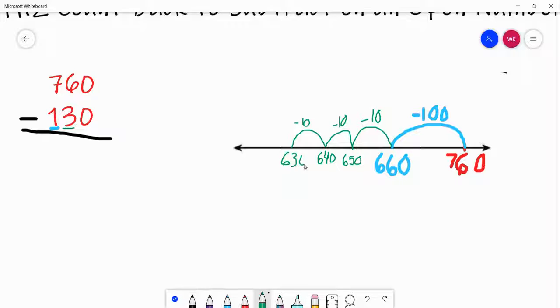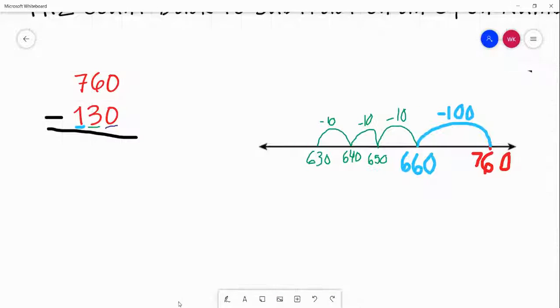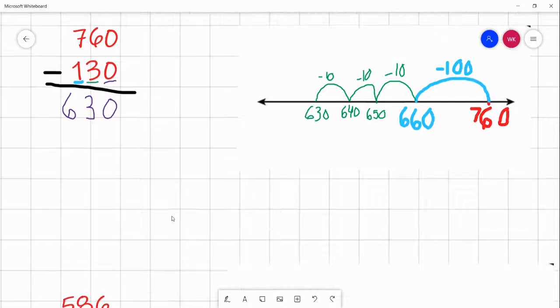All right, now we're going to look at our ones place. So we're going to go over to our ones place to see how much we have to subtract. And we have 0. We are not subtracting anymore because it's a 0 in our ones place. So our final answer for 760 minus 130 is 630. So the difference in this problem is 630. So there's 6 hundreds, 3 tens, and 0 ones for our answer.